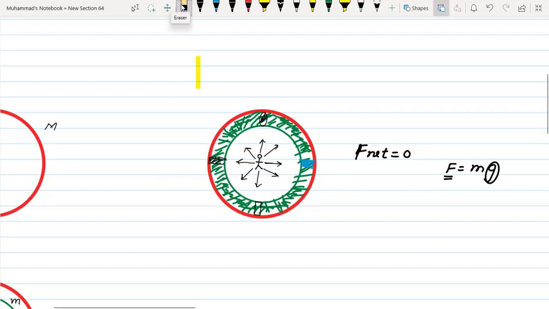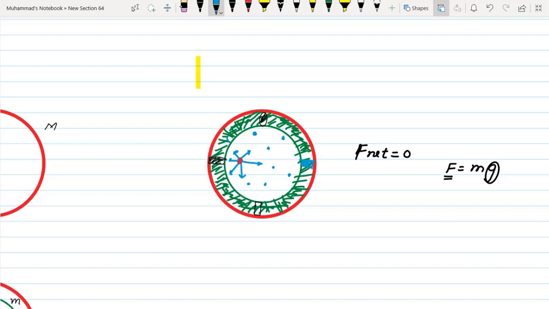Okay. So let me clarify one more thing. Suppose you are standing somewhere at this point. So the net force on you will also be 0. This force is smaller in magnitude, this is larger in magnitude. You are also experiencing force in all directions. So overall combined effect of the force will be 0. So if you are at any point, somewhere here, somewhere here, here, you will experience no net force.